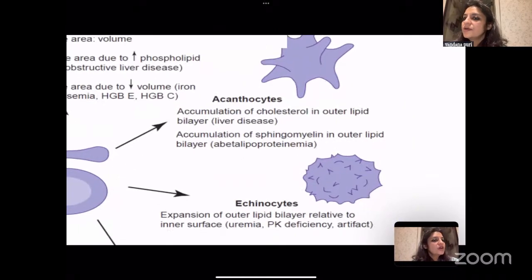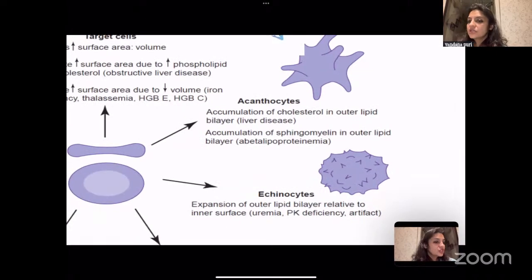Whenever there is accumulation or expansion, something deposits in the outer lipid bilayer, like cholesterol. If cholesterol deposits in the outer lipid bilayer, it will become irregularly spiculated like an acanthocyte. This is seen in liver diseases. Suppose sphingomyelin accumulates in the outer lipid layer, like in abetalipoproteinemia, then also you will have acanthocytes. So accumulation of cholesterol or sphingomyelin will cause acanthocytes.